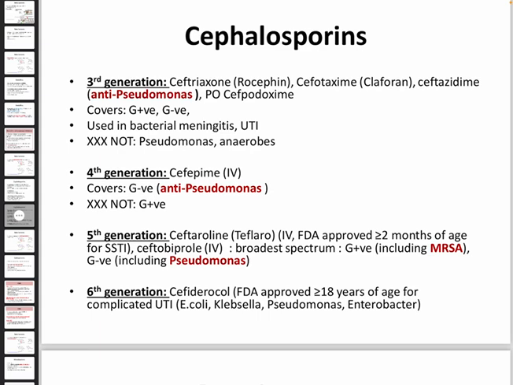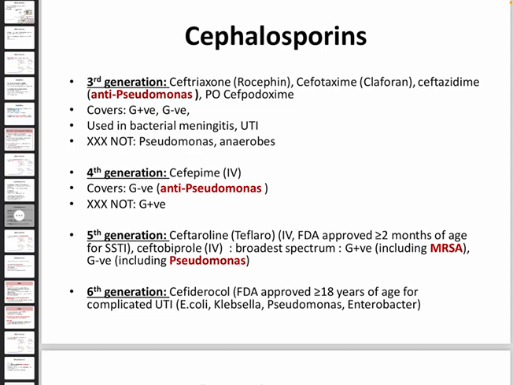Fifth generation cephalosporin like ceftaroline, which is FDA approved for kids above 2 months of age to treat skin and soft tissue infections. They also cover MRSA, which is of significant benefit in a hospital setup, and they also cover gram-negative, like, as I said, Pseudomonas. Sixth generation cephalosporin like cefiderocol is only FDA approved for those above 18 years of age, specifically for patients with complicated UTI caused by E. coli, Klebsiella, Enterobacter, and Pseudomonas.